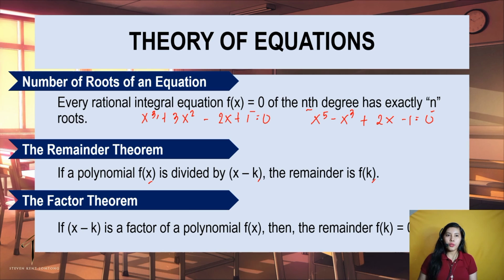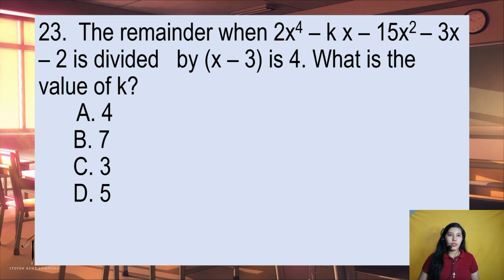So for us to visualize it, let's answer this problem. The remainder, when 2x raised to 4 minus kx minus 15x squared minus 3x minus 2 is divided by x minus 3, is equal to 4. So what is the value of k? By the remainder theorem in the previous slide, I'll just have to substitute 3 in the equation and equate it to the remainder, which is 4.